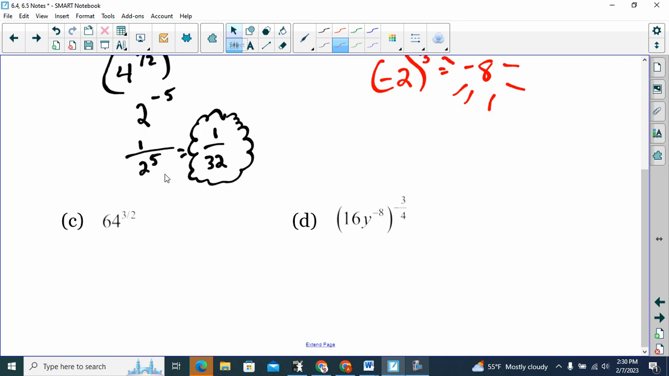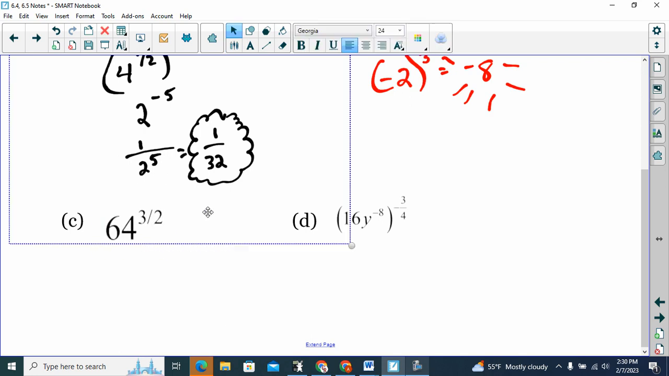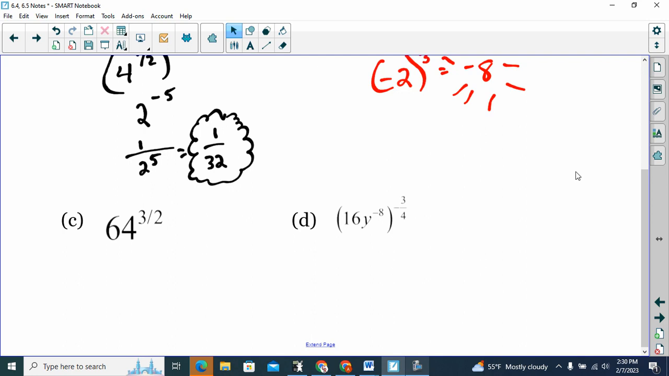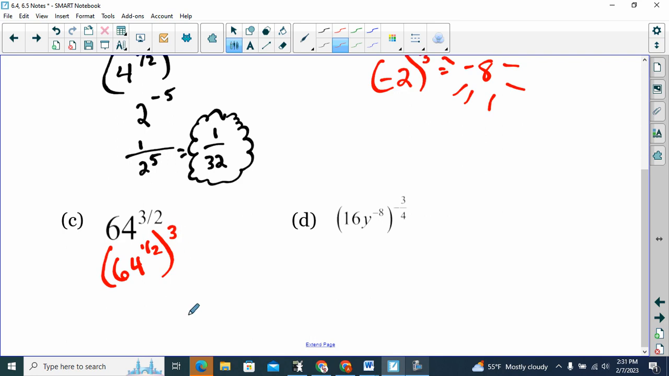Couple more. Part C, 64 to the 3/2. 64 to the 1/2 and then cubed. Again, I'd be in the habit of rewriting it like that every single time. 64 to the 1/2 is 8. 8 cubed. 8 times 8 is 64. Times 8 is, whoops. I said times 8 and I wrote an 8. I believe, what is that, 512? Yep.